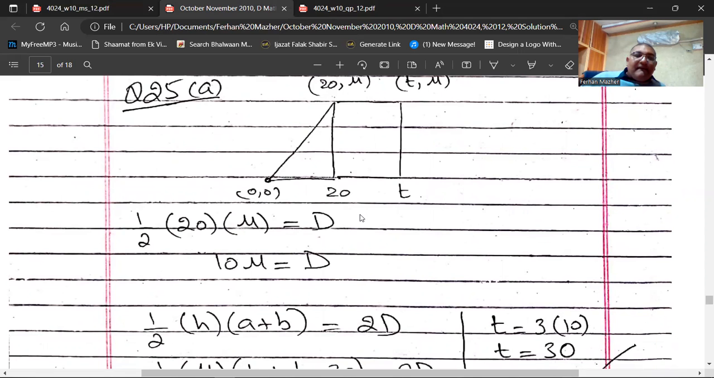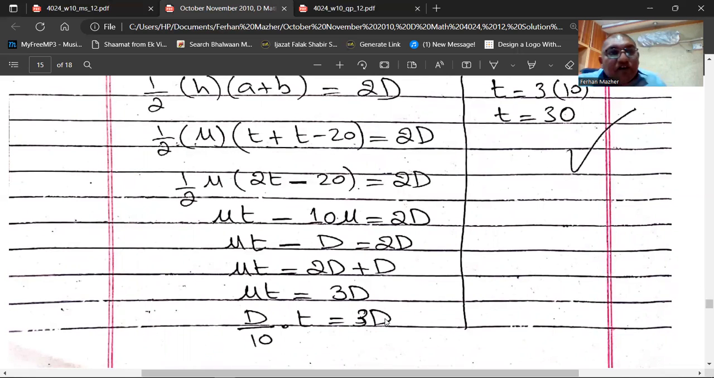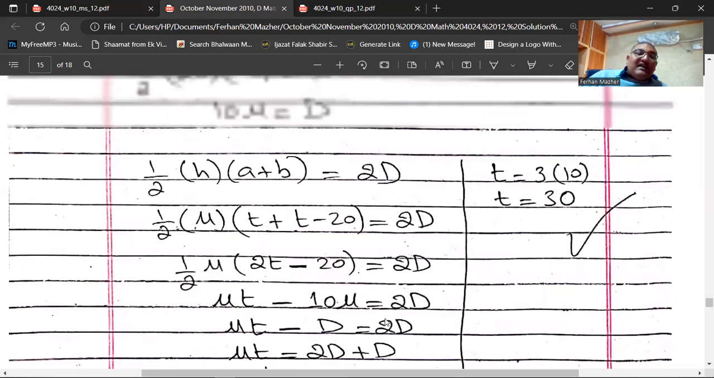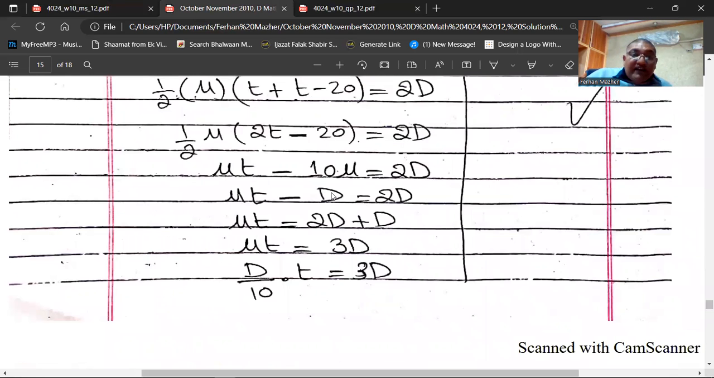The area of this whole thing should be 2d. It's a trapezium. So the area of the trapezium is 1 by 2 into height into sum of parallel sides, and that should be equal to 2d. So 1 by 2, the height is u, the one side is t, and the upper is t minus 20, equals 2d. So 1 by 2 into u into 2t minus 20 equals 2d. So ut minus 10u equals 2d. Since 10u is equal to d, in the place of 10u we write d, so ut minus d equals 2d.